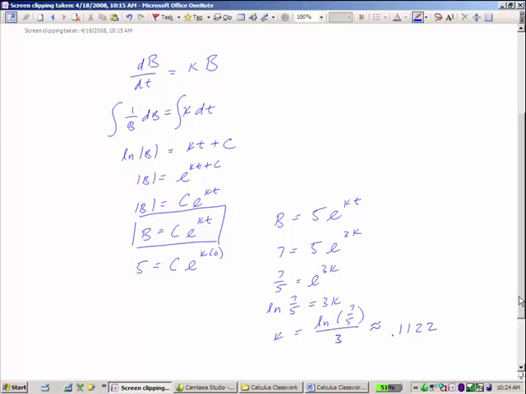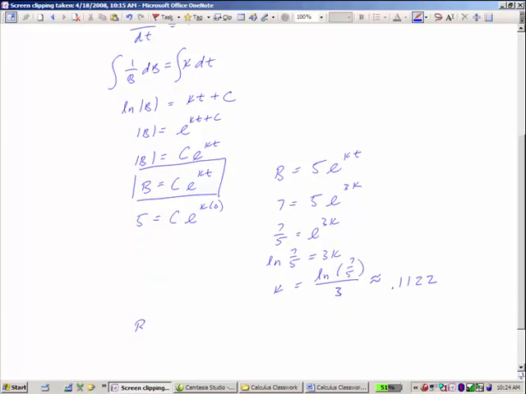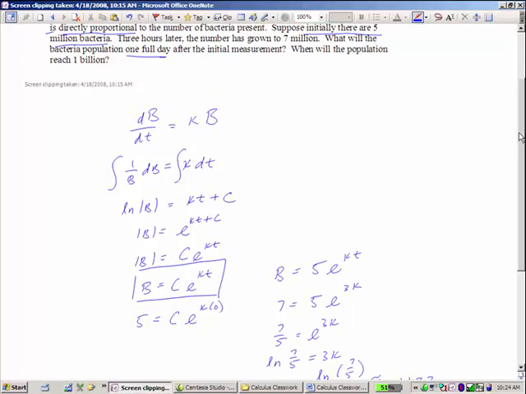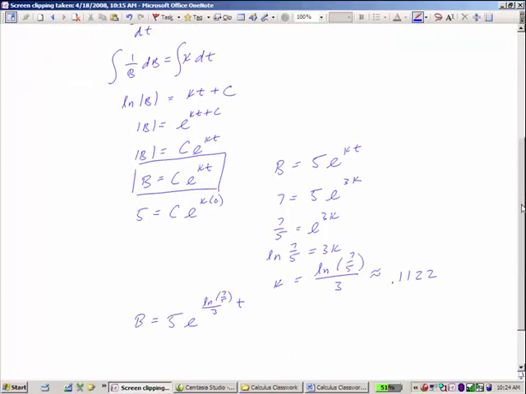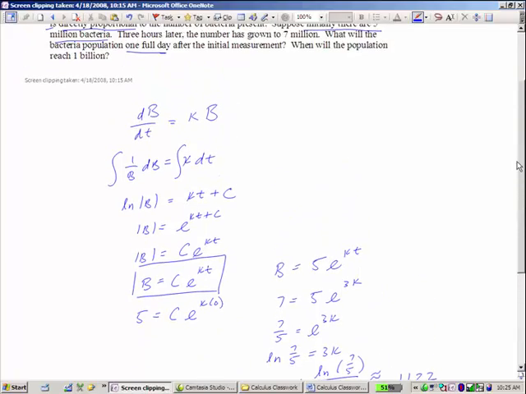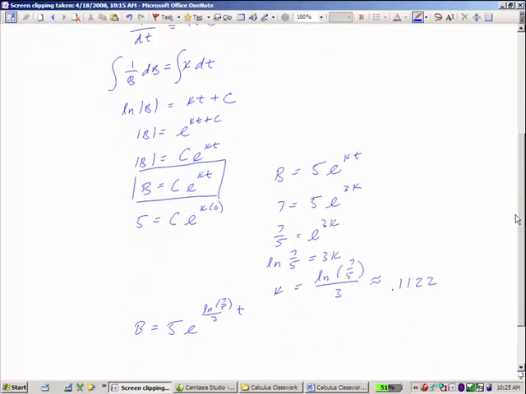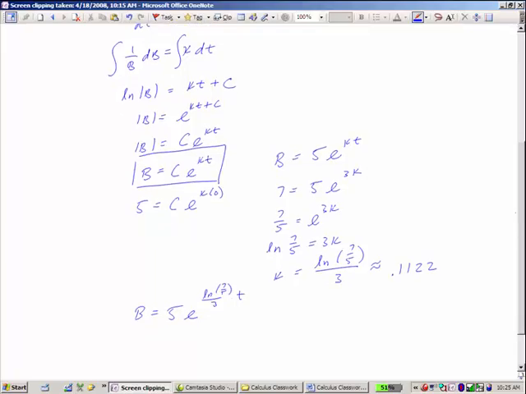All right, so I think we have an equation now. B is equal to 5 e to the ln of 7/5 over 3 times t. I want to find out how many after a day. What do I plug in where? 24 for t. And what about when it asks when is the population a billion? Got it. Set it equal to a billion.